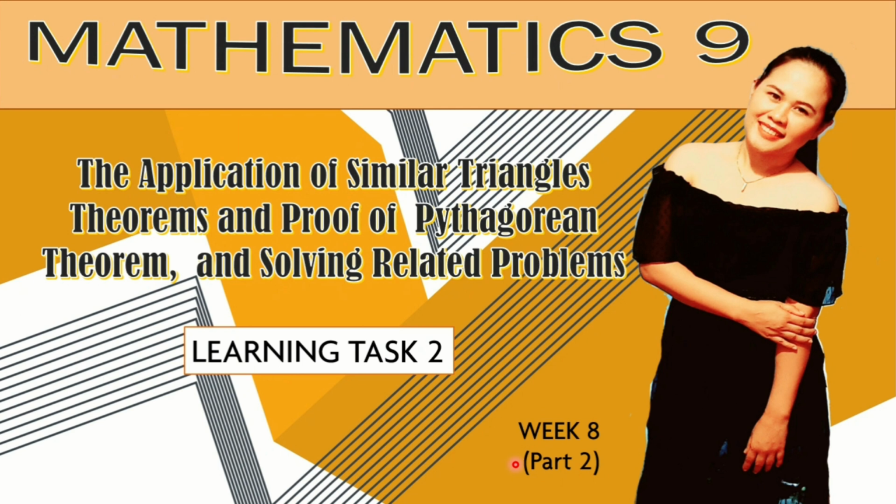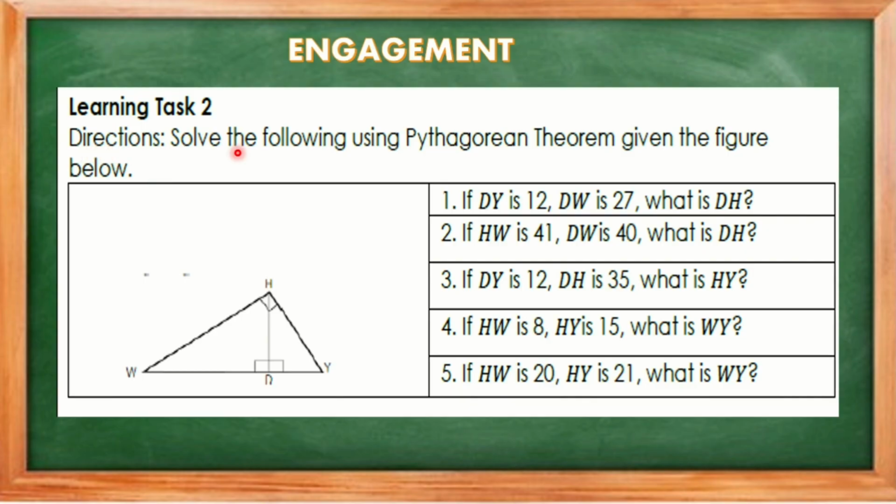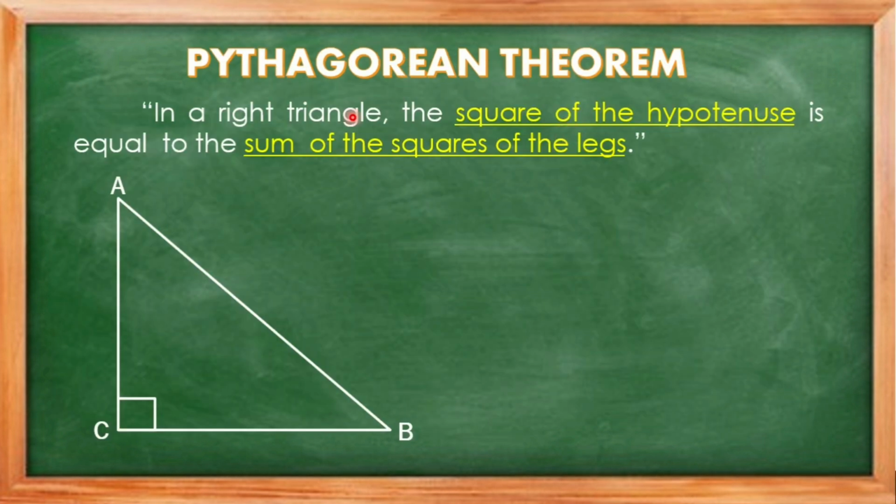This is a continuation, but this time I will be guiding you on how to answer learning task number 2 in your week 8 lesson. Direction: solve the following using Pythagorean Theorem given the figure below. Isa learning task number 2 ninyo dyan sa inyong mga learner's packet, so ito yung sasagutan ninyo. Papalitan ko lang yung mga given dyan. Okay? Okay, so mabilis lang to. I-introduce ko lang sa inyo yung Pythagorean Theorem.